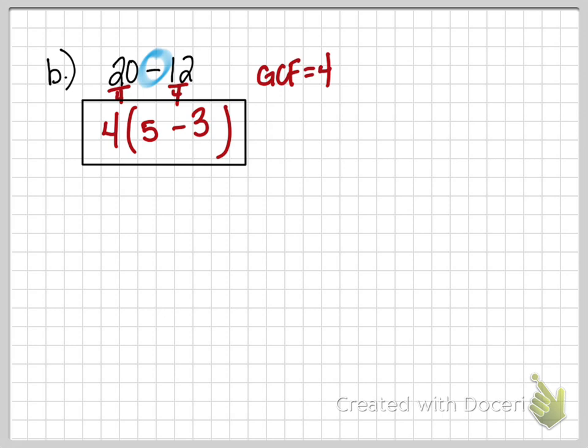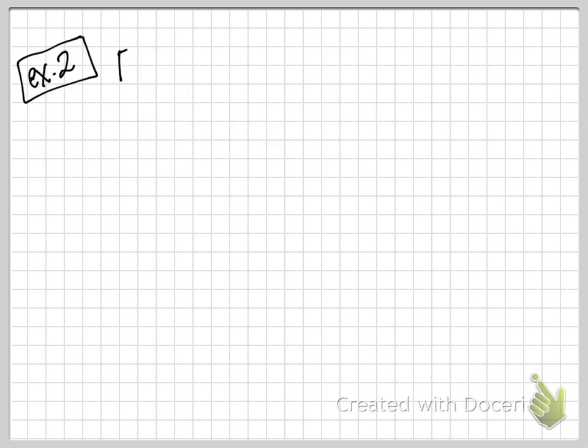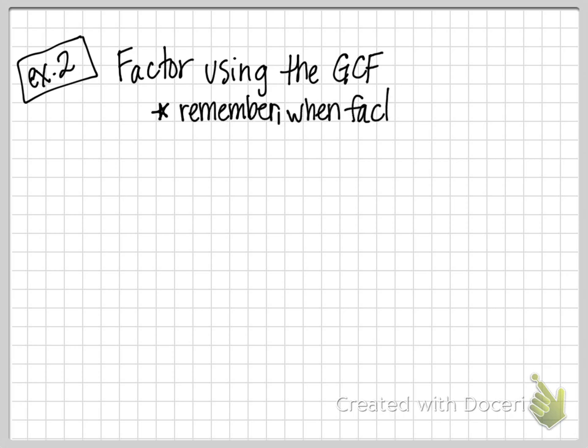You can check by distributing. 4 times 5 is 20, minus 4 times 3 is 12, and that is the same expression we started with. So we did it correctly. All right, let's do some with variables. All right, same thing. Factor using the GCF.